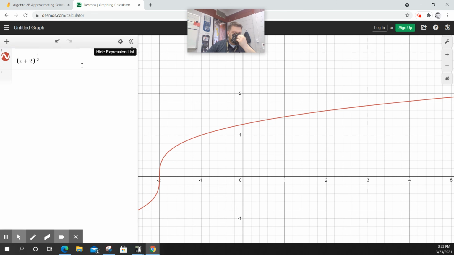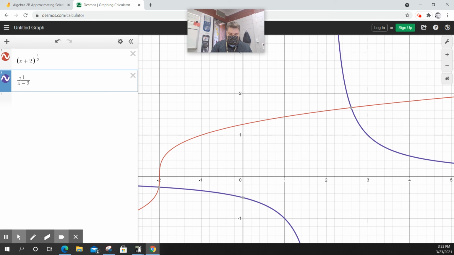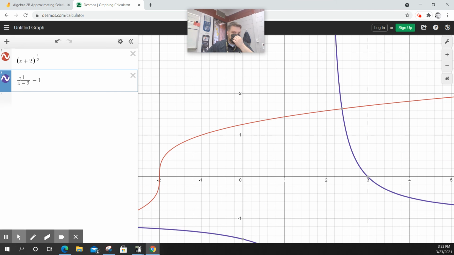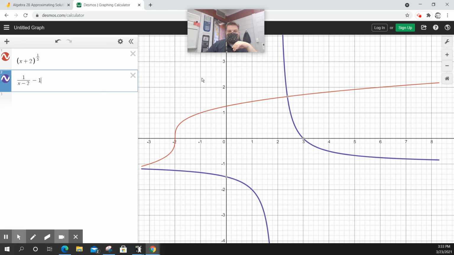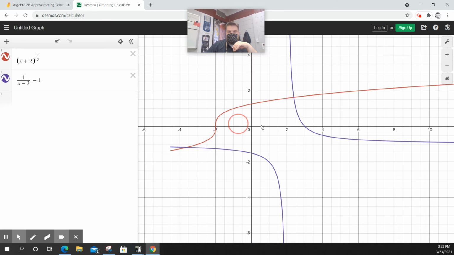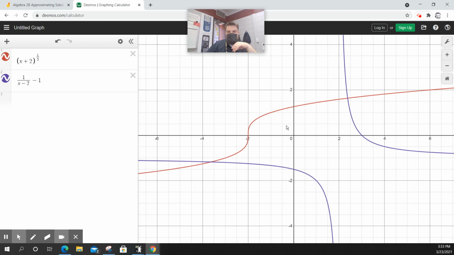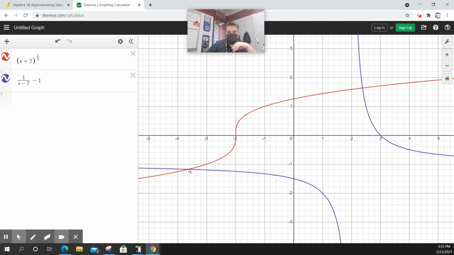And then the next one was 1 divided by x minus 2, minus 1. And that was kind of purplish. And they want to know the two intersections, right? So let me slide over here and zoom in a little bit on it. So there's that one and that one. And so let me take a screenshot of that.